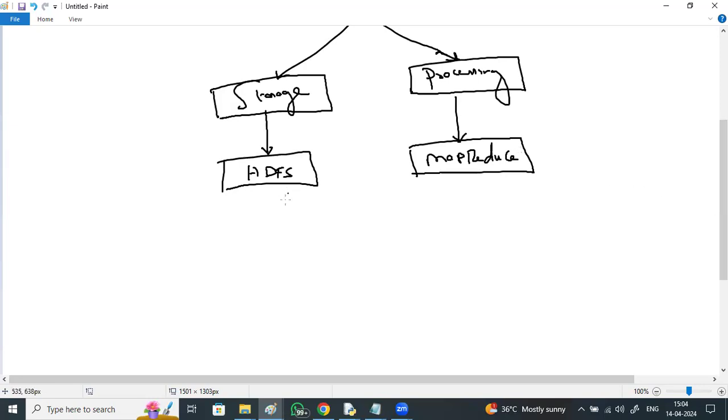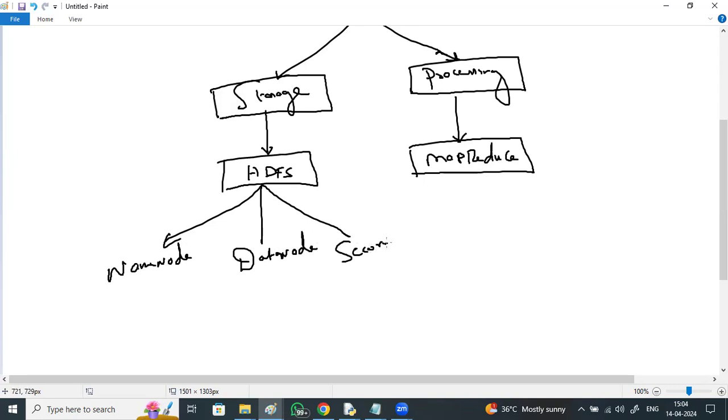Again here in HDFS for storage, we have three things: name node, data node, and secondary name node. These are storage architectural components, right?